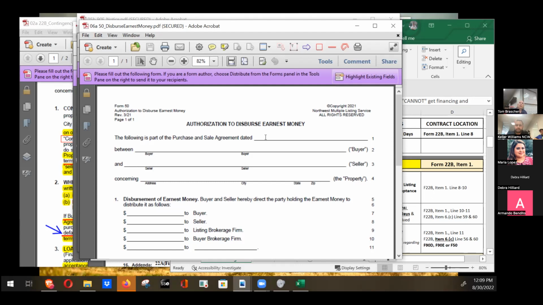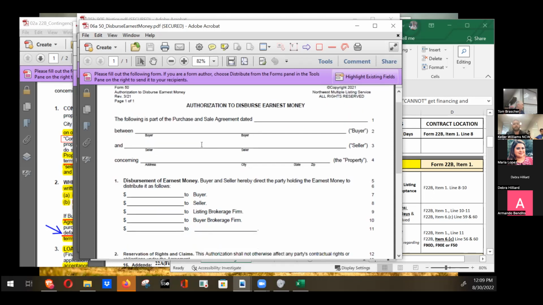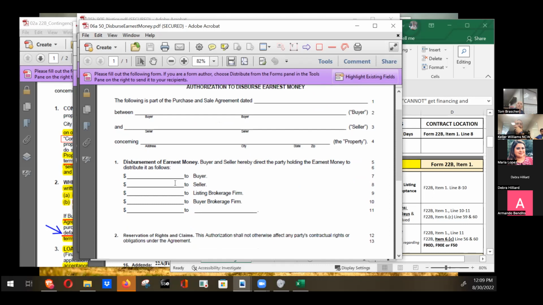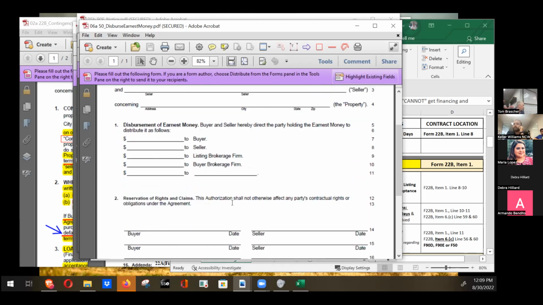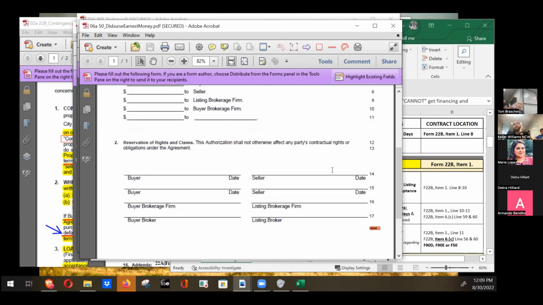So I always recommend the Form 50, because these are the arguments where your escrow officers and title company get in trouble, and they don't want to release it to the wrong person. So a Form 50 usually accompanies the notice form, so that it can say this amount of money is going to go to the buyer, or this much to the seller, or this to a listing broker. It's very clear about who this is going to go to. And it's signed by not only the buyer and the seller, but also the brokerage firms and the brokers. So it's pretty clear.